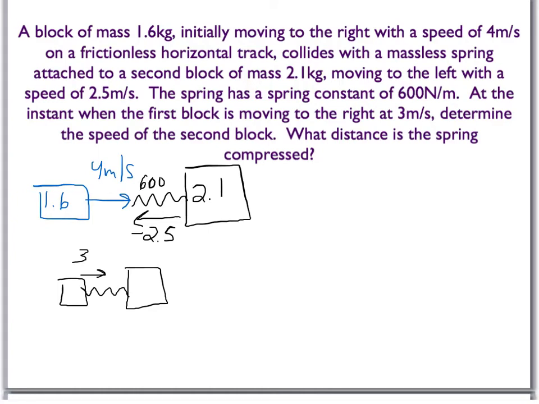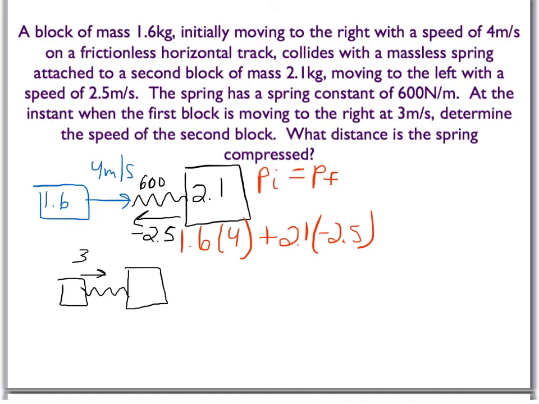Again, we can use conservation of linear momentum to set up this problem. We begin by looking at all of the momentum at the beginning of the problem and set it equal to the momentum at the end of the problem. In the beginning, we have the 1.6 kilogram block moving at 4 meters per second. And we also have the 2.1 kilogram block. It's moving at negative 2.5 meters per second. There's all of our initial momentum.